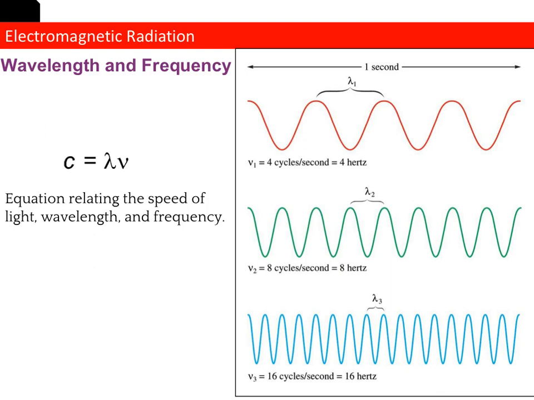They're inverse of one another, because the speed is going to remain constant assuming it's in a vacuum, 3 times 10 to the 8th meters per second. So in summary, it's important to know that as frequency goes up, like in this case you're going from 4 cycles per second to 8 to 16, as frequency goes up, the wavelength, as it shows, gets smaller and smaller.